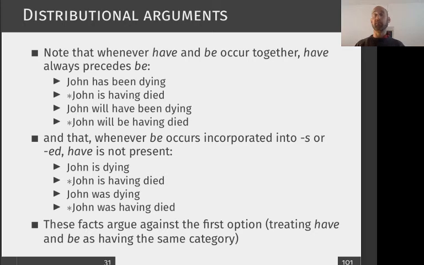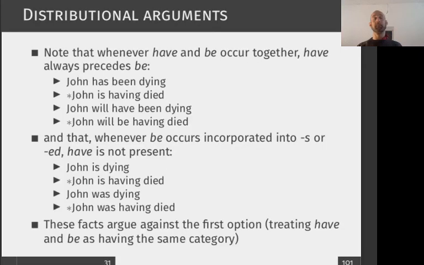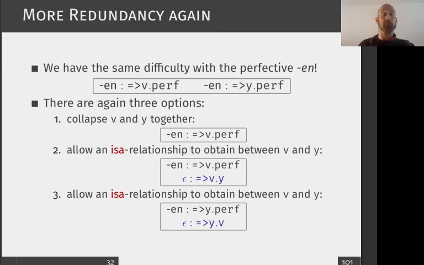Here are some facts. Whenever you have have and be, have always precedes be. And whenever be occurs incorporated into s or ud, have isn't present. And so these argue against the first option, treating have and be as having the same category, right? Because if they had the same category, there wouldn't be this asymmetry. There's still two more options. We'll talk about them in a bit. But we have the same difficulty over and over again, right?